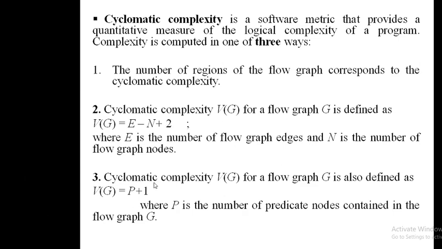Then the third way: the cyclomatic complexity V(G) for a flow graph G is also defined as V(G) = P + 1. Here P is the number of predicate nodes contained in the flow graph. According to our flow graph, there are 3 predicate nodes. So 3 plus 1 is 4. So 4 is the cyclomatic complexity. By using any one of these 3 ways, we can find out the cyclomatic complexity. So this is the concept of cyclomatic complexity.